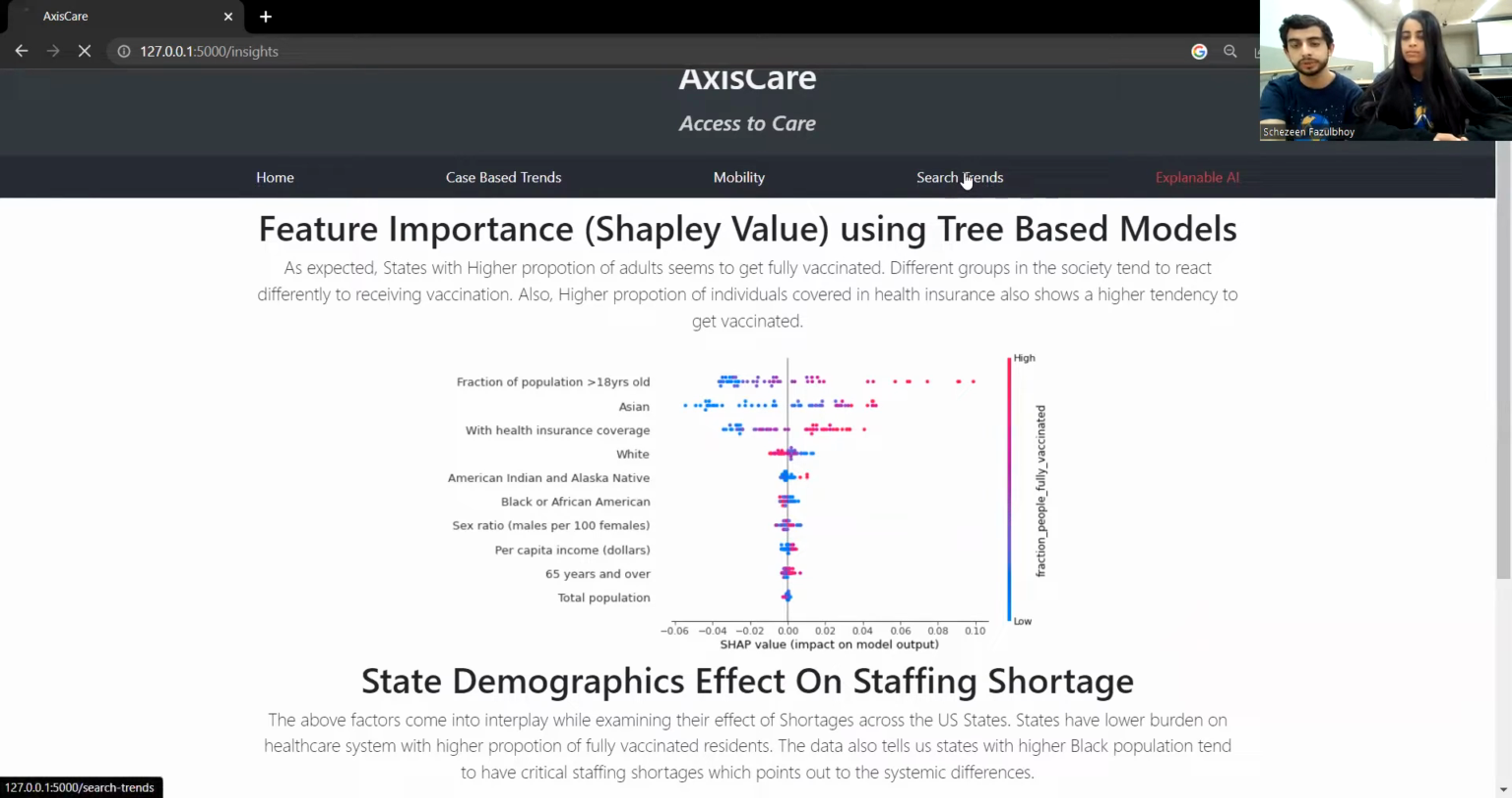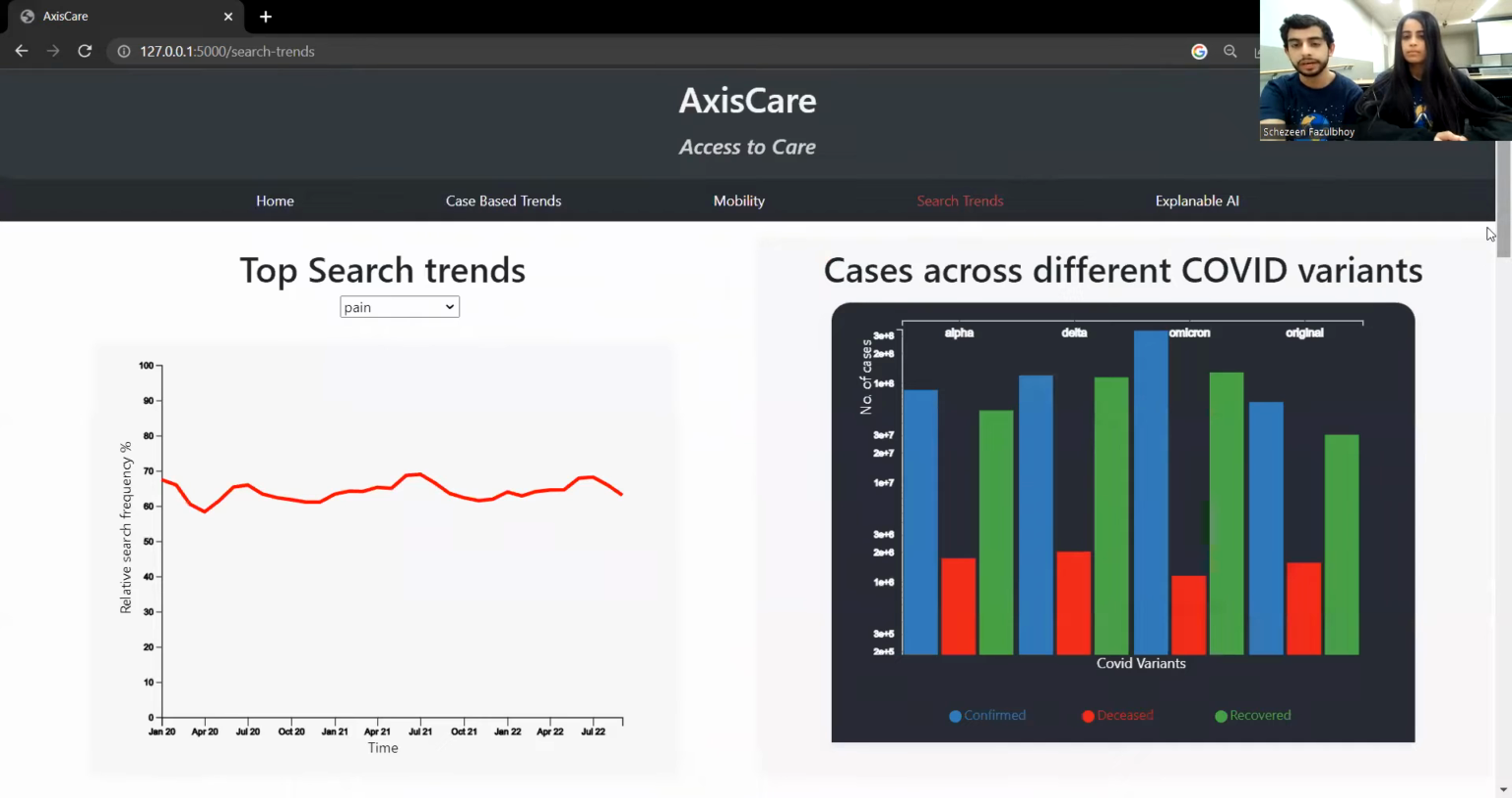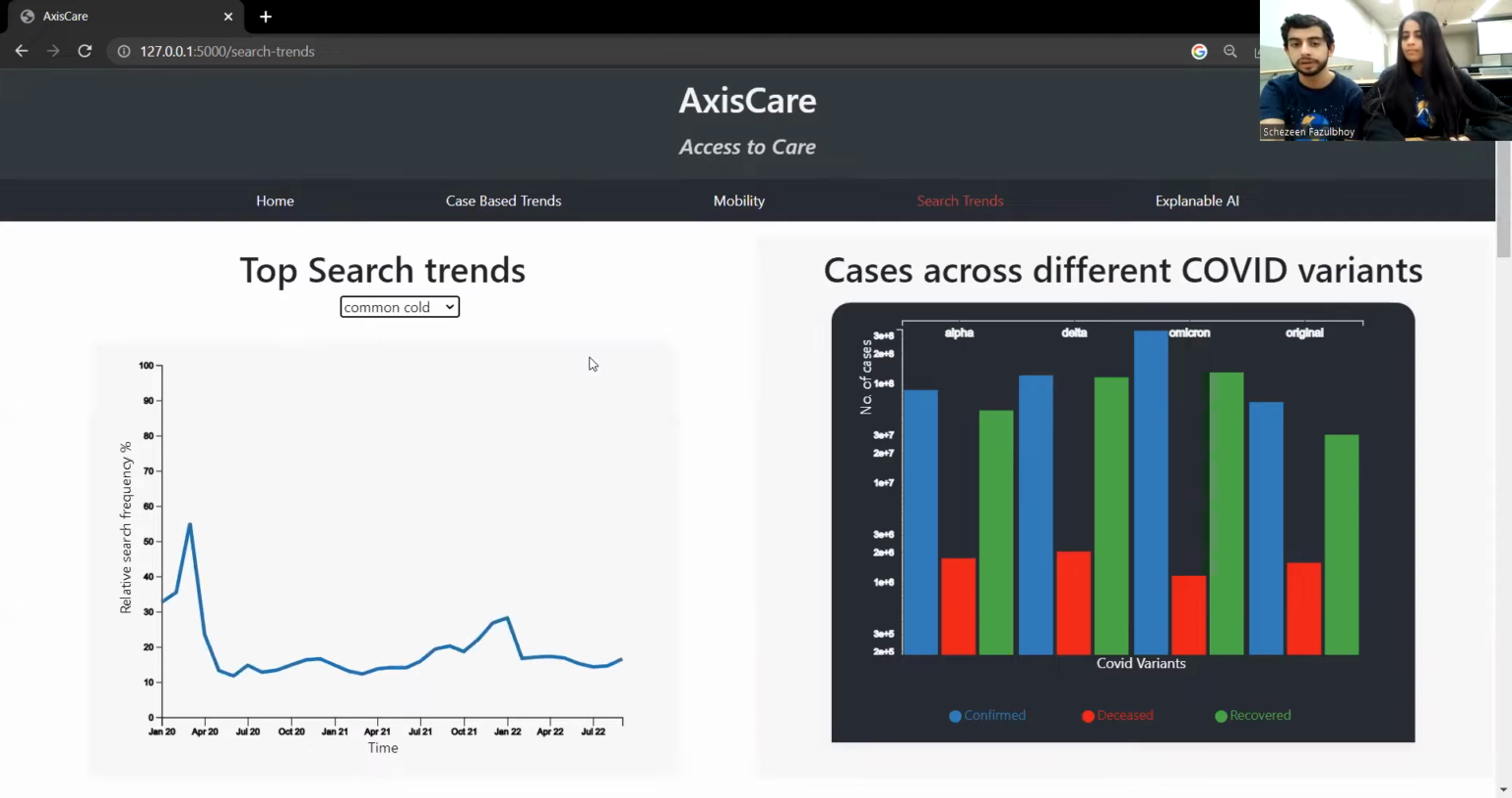And lastly, we were also able to deep dive on what are the different search trends to help policymakers plan better in terms of the diseases that might be upcoming, so that they can better equip themselves with the supplies.